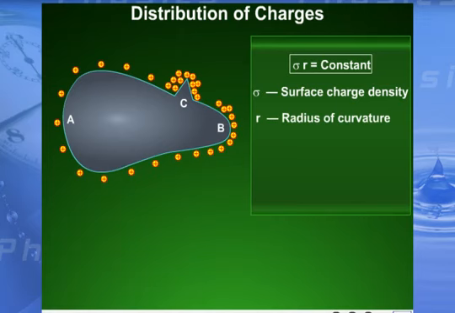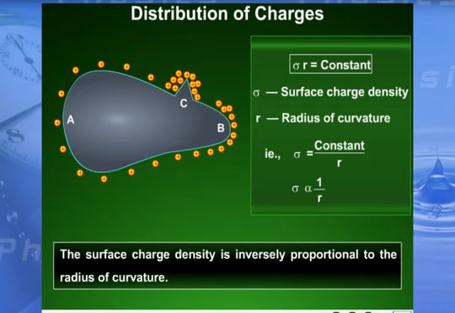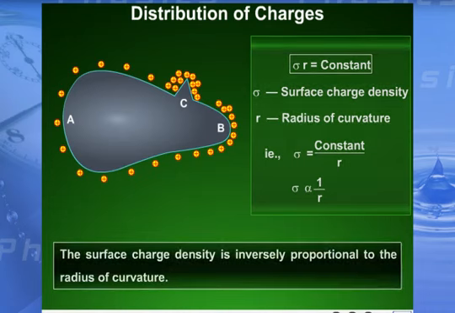From this equation, we can rewrite sigma is equal to constant divided by r, or sigma is inversely proportional to r. From the above equation, we can infer that the surface charge density is inversely proportional to the radius of curvature. This is clearly explained in the diagram.